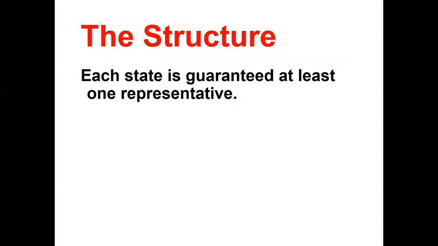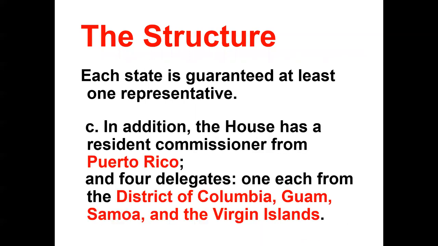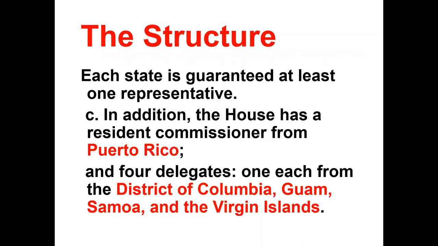Each state is guaranteed at least one representative. In addition, the House has a resident commissioner from Puerto Rico and 4 delegates, 1 each from the District of Columbia, Guam, Samoa, and the Virgin Islands. These are just the delegates, additional members to be in the House of Representatives.